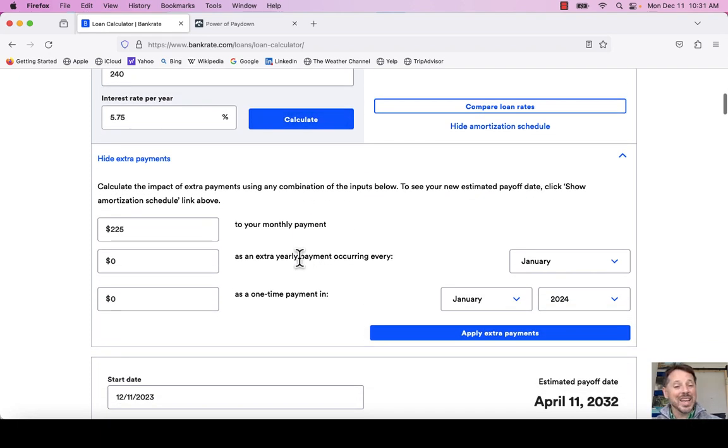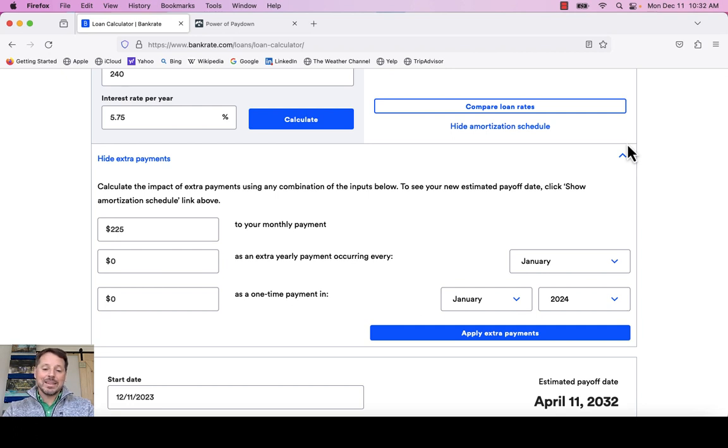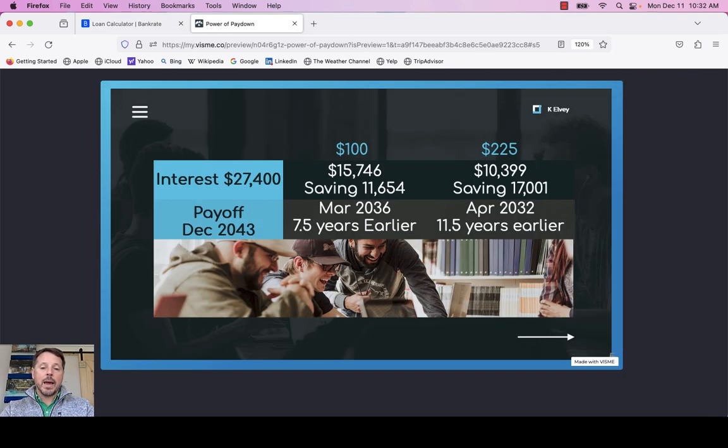We're done in under 10 years. That is the power of principal paydown. So let's recap. By the way, if anybody has a hotkey suggestion to get Visme to be able to just press a key and full screen it, email me.